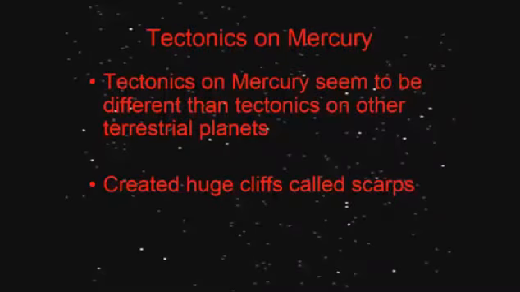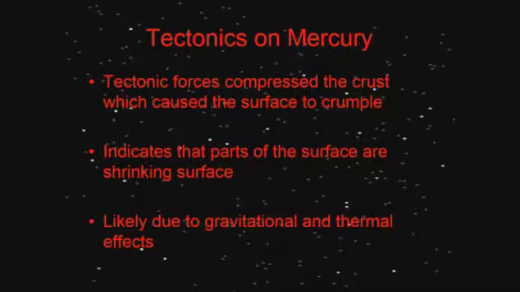So, tectonics. We have plate tectonics on the Earth. These are the seeming movement of rocky material floating on rafts of lava on the Earth. Tectonics on Mercury seem to be different than tectonics on any other planet, and they've created enormous cliffs called scarps. And this is when tectonic forces basically compress the crust of the planet and cause the surface to crumple up. So it might indicate that parts of the surface are actually shrinking. And this might be gravitational. It might also be thermal stress effects.